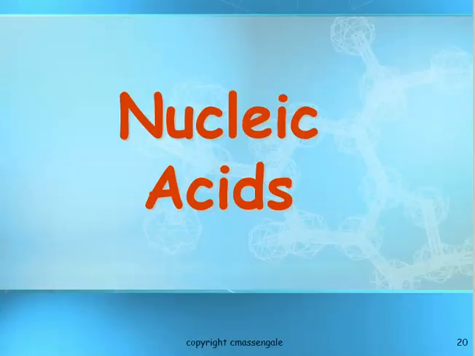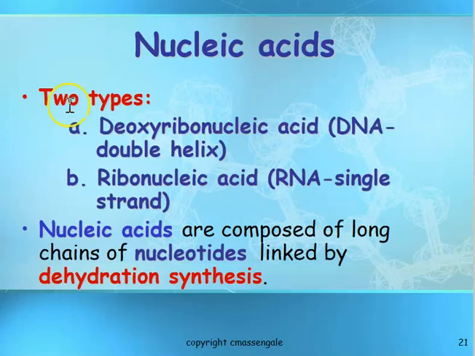Nucleic acid. This is our last category of macromolecules. Nucleic acids come in 2 types, DNA and RNA. And nucleic acids are composed of long chains of nucleotides. So the monomer for nucleic acids are nucleotides. And they're linked together, of course, by dehydration synthesis.